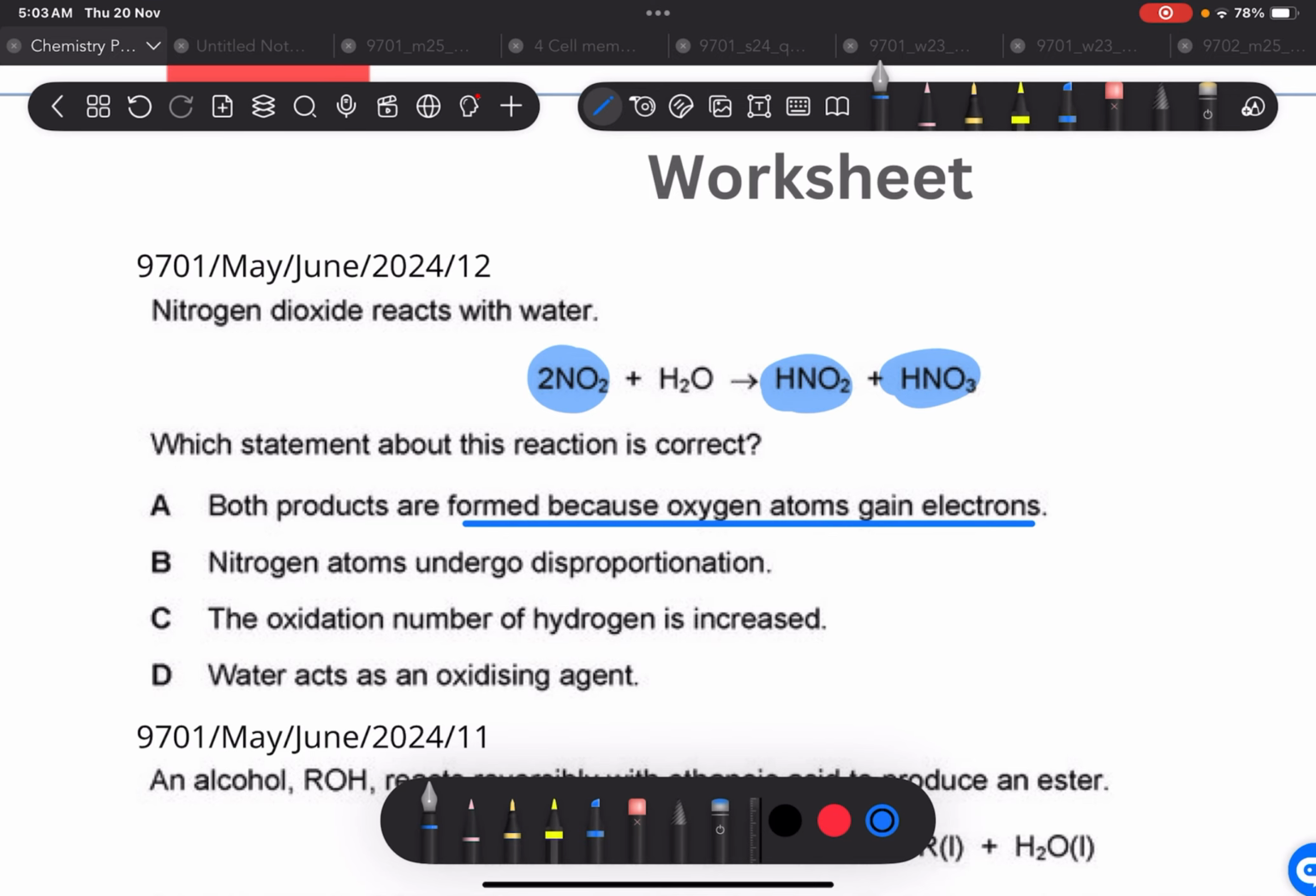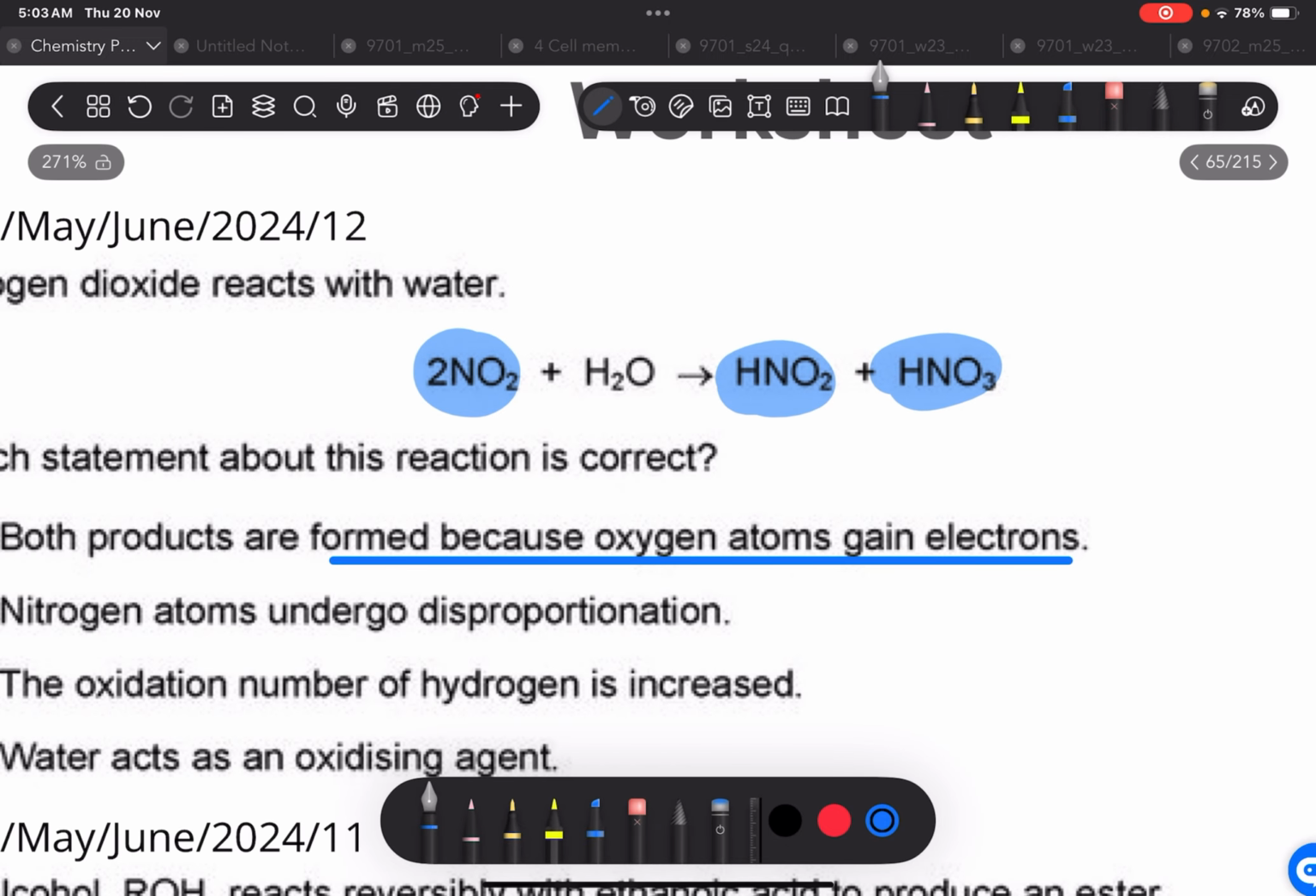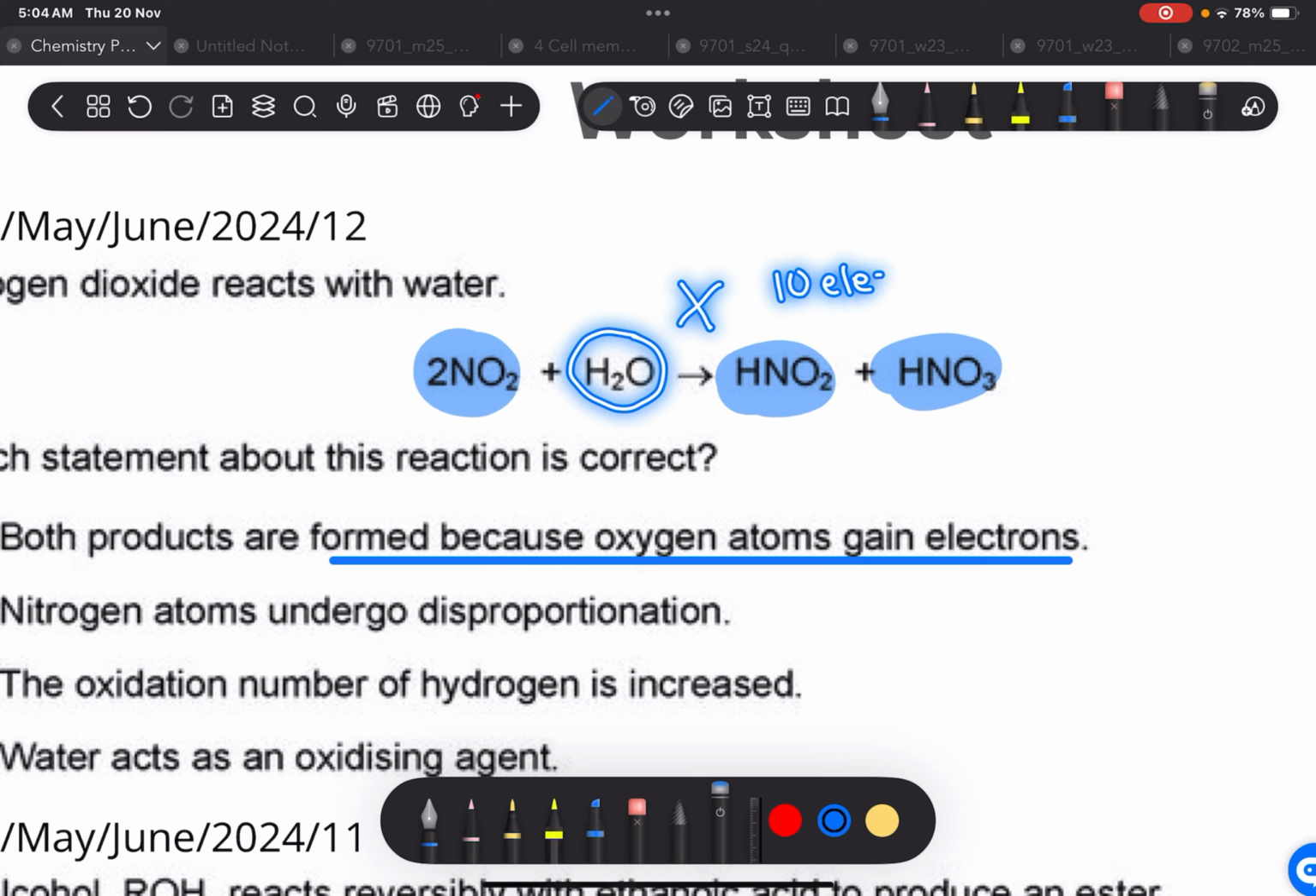Oxygen atoms gain electrons. Don't you think that's not happening? You don't have any oxygen atoms in this reaction. You have oxide ions. There's a difference between oxygen atoms and oxide ions. When you have oxygen in water, you don't have any oxygen atoms. Oxygen atoms mean 8 electrons in total, whereas oxide ion means 10 electrons in total. So there's a difference between oxygen atoms and ions.